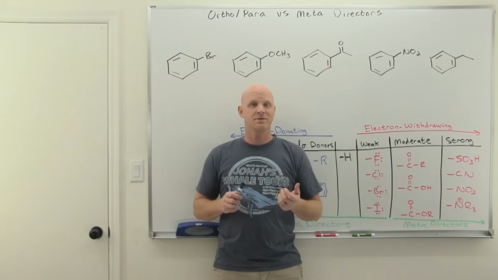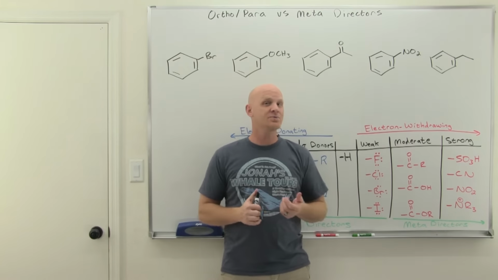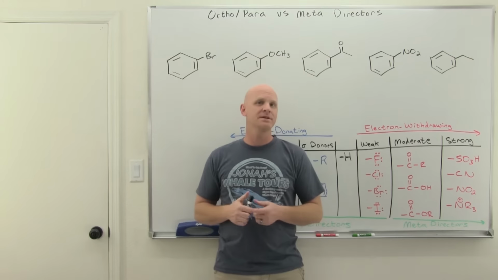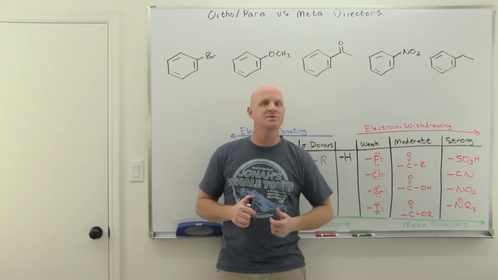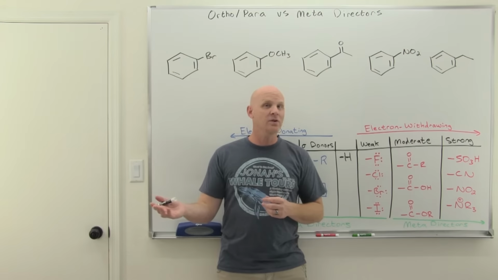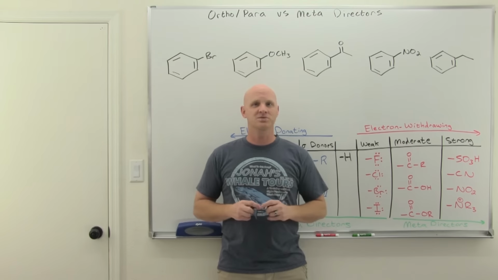meta-directors. We'll also compare relative rates of EAS reactions based on the substituent attached, and we'll talk about activating groups, which speed up EAS reactions, and deactivating groups, which slow them down. And we'll also talk about it in the context of electron-donating groups versus electron-withdrawing groups as well.